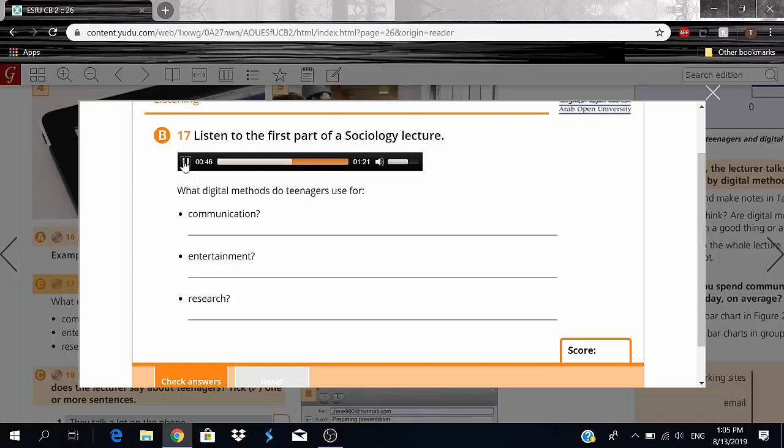Include emails, text messages, and cell phone conversations.